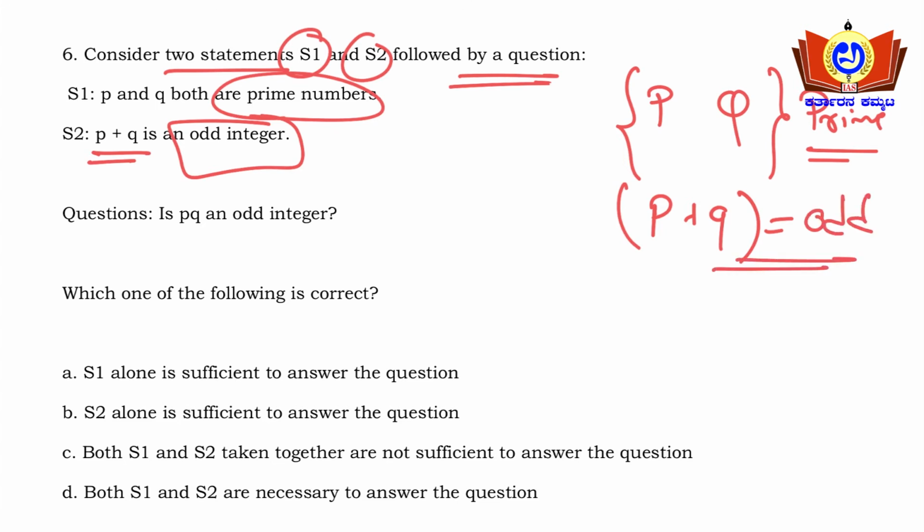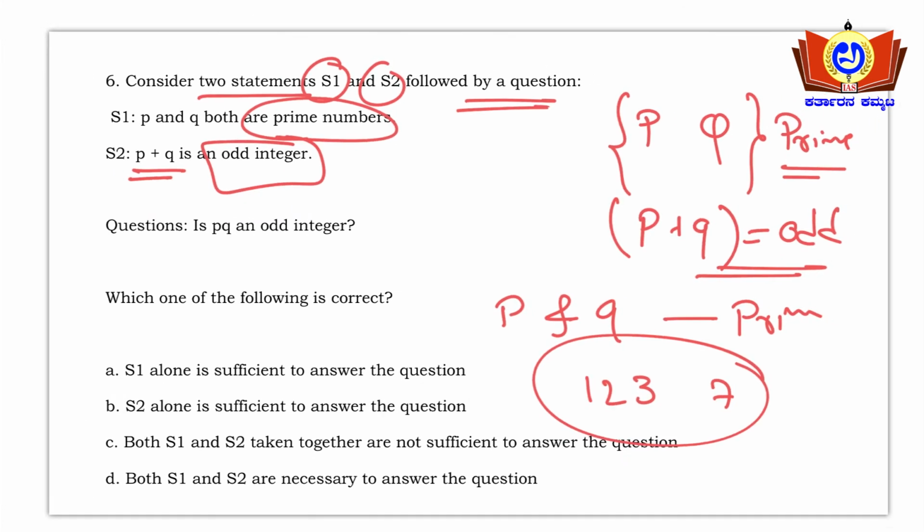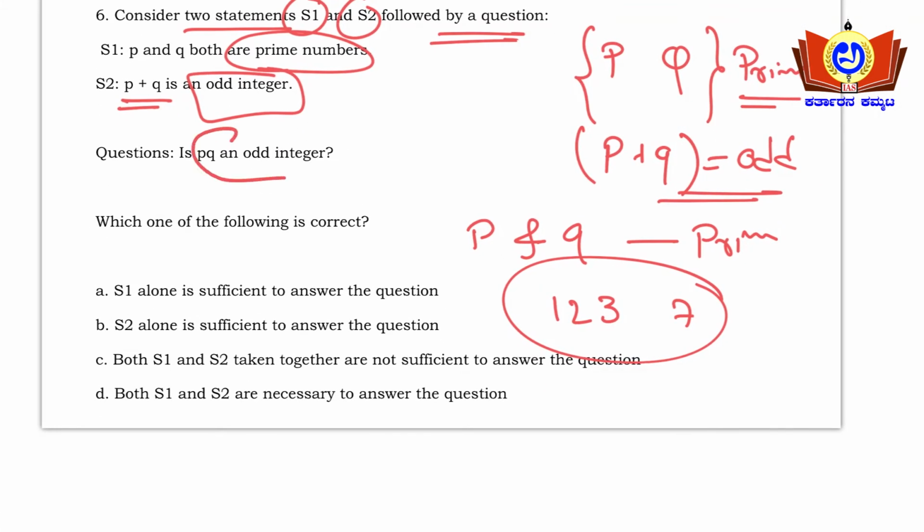Okay, so let us examine the first statement. P and Q are prime numbers. So what are prime numbers? It may be 1, okay, or 3. These are the prime numbers, right? 2 also is a prime number, okay, and 7 is also a prime number. So these are the prime numbers, right? So what is the question saying? Is pq an odd integer here?